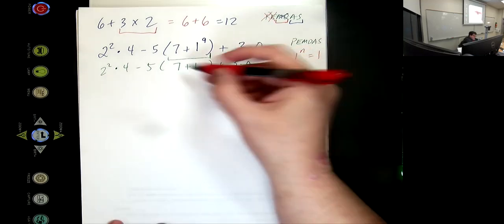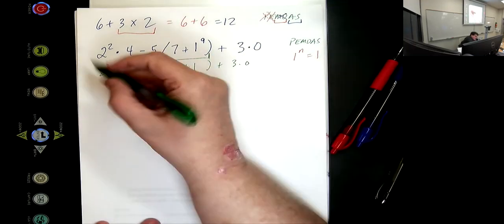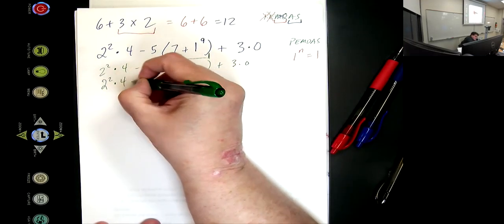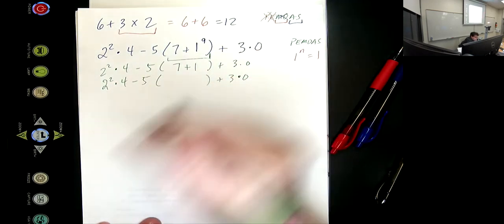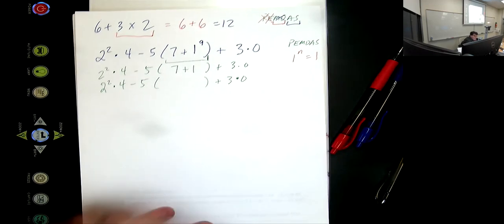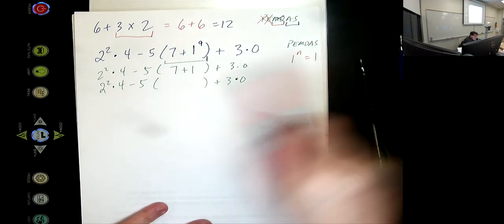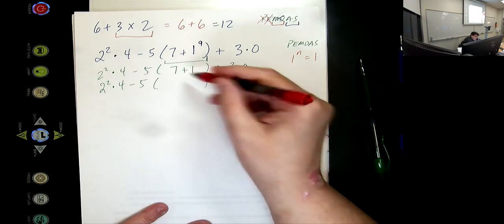And then I finish out, I still got this. I'm not done with the parentheses, so I'm going to leave that alone. And notice I'm copying it down so I don't forget it. You should probably do this when you're writing it out. Copy it down so you don't forget it.